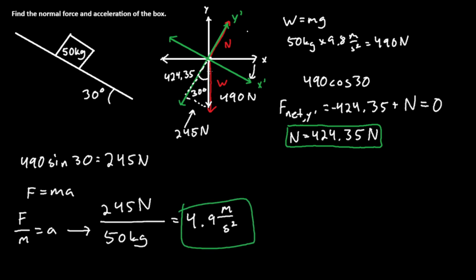And don't forget, I need to write the acceleration vector in my free body diagram. And this acceleration is going in this direction, so I'll draw an arrow that's going in that general direction, in the x prime direction. So in this problem again, we're going to use a tilted coordinate system.